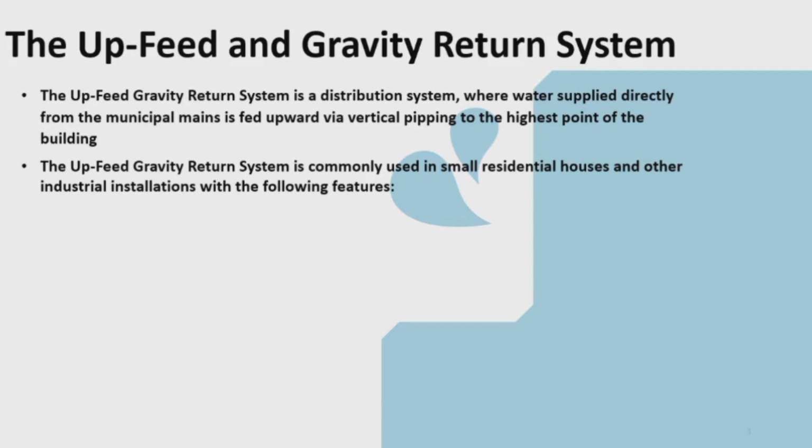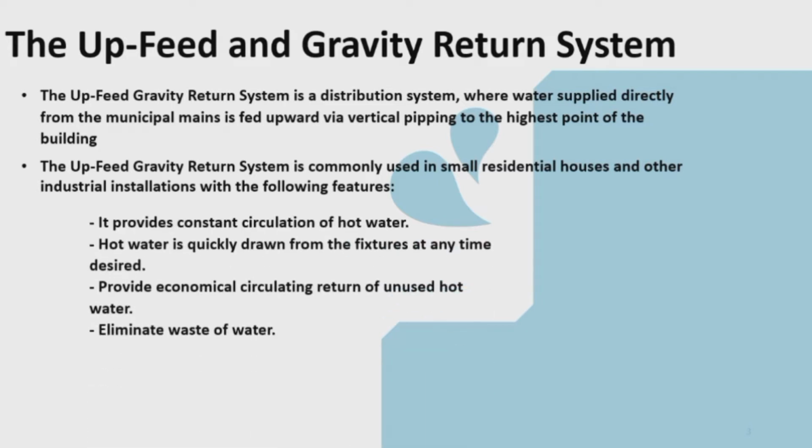And it also says that the upfeed gravity return system is commonly used in small residential houses and other industrial installations with the following features. So this is often seen in residential houses, the upfeed. So it is actually common. Because of this, it provides constant circulation of hot water.